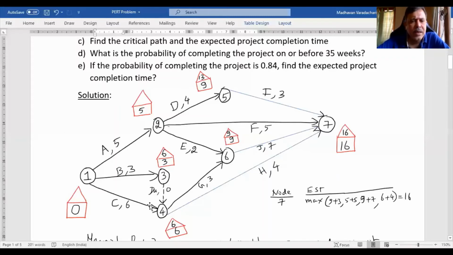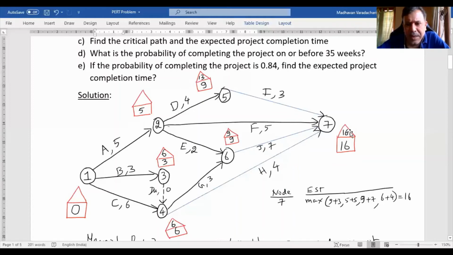Okay. Then the node prior to node 3 is node 2. How many back arrows? There are 3 back arrows. One is from 5, one is from 7, one is from 6. If it is from 5, what is the calculation? 13 minus 4, it is 9. Just keep it in mind, it is 9.